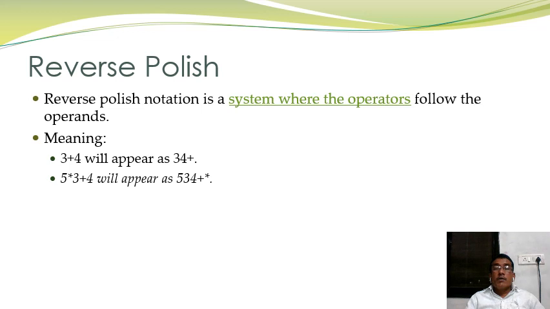This language uses reverse polish notation. So reverse polish notation is a system where the operators follow the operands. You can see the meaning. If we have the operation 3 plus 4, then this operation is written as 3 4 plus, operands first and then operator. You can see the next example, 5 into 3 plus 4. So we have operands first and then operator.